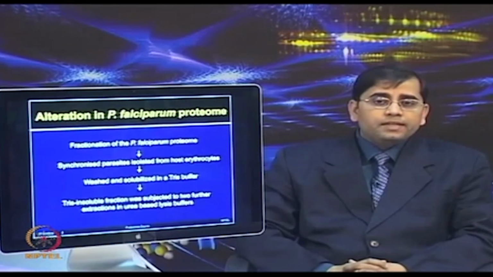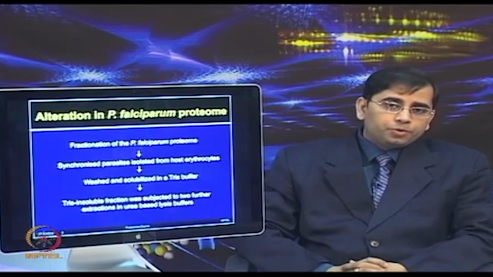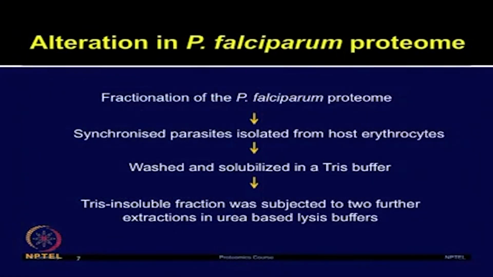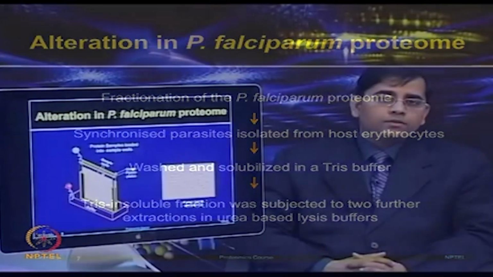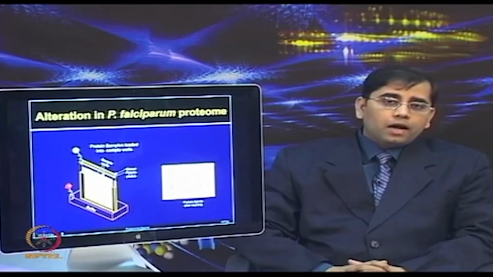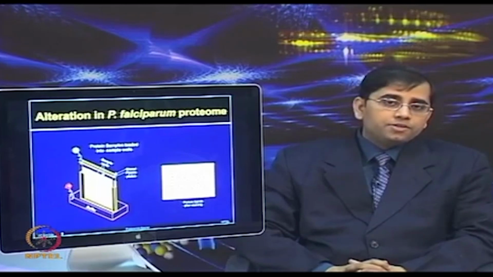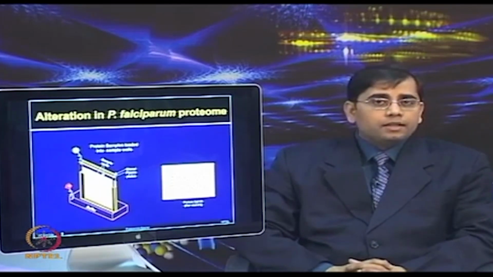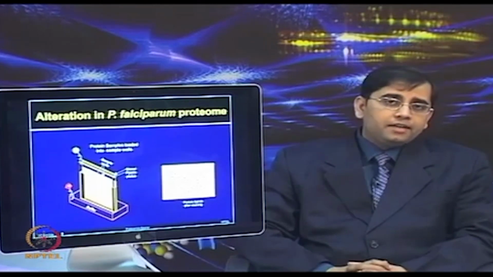So, first of all, they did the fractionation of the P. falciparum proteome. Synchronized parasites were isolated from the host erythrocytes, washed initially and then solubilized in a Tris buffer recipe. The Tris insoluble fraction was further subjected to extraction in the urea based lysis buffer. Once protein extraction was done, the authors used an IPG strip of pH 3 to 10 range for the first dimension separation of proteins in the linear IPG strips.